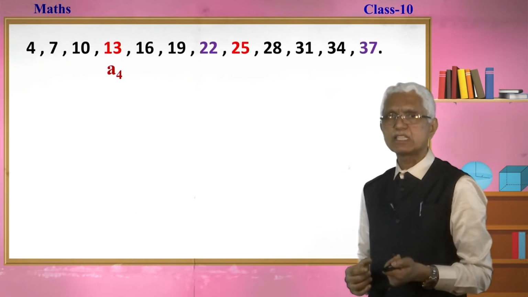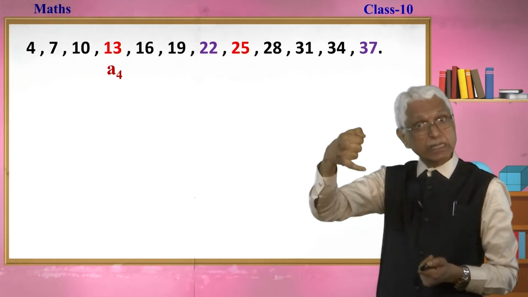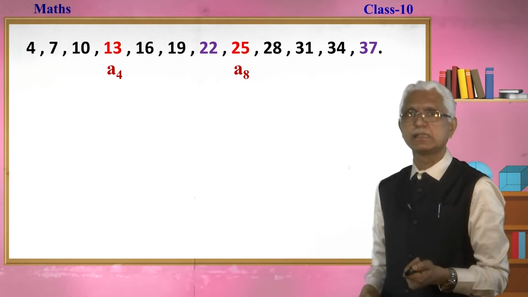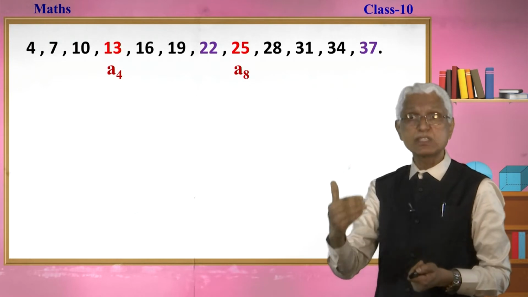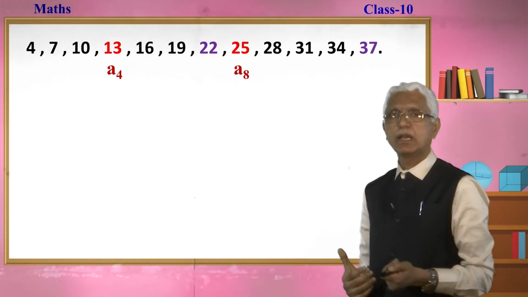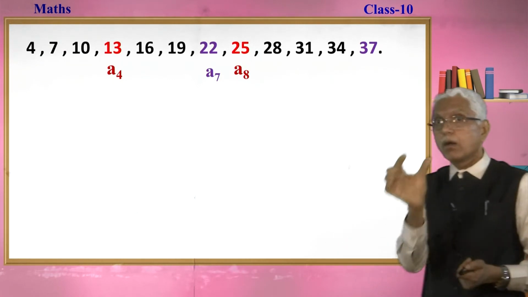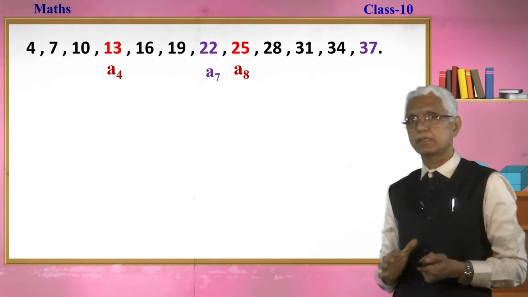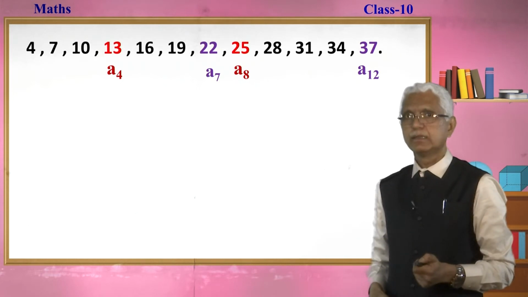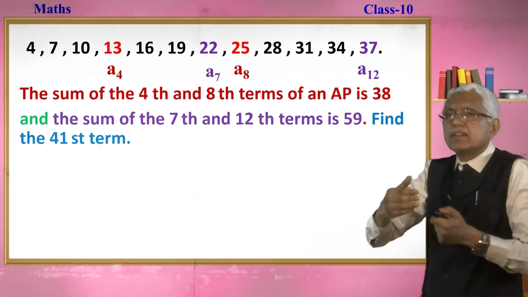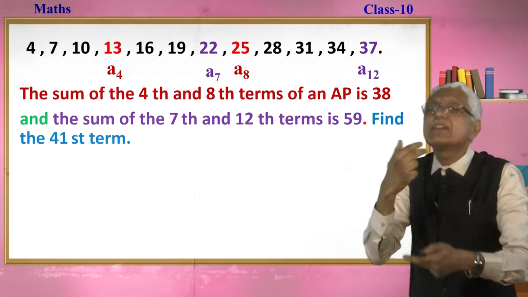One more problem, let us see what is it. They have already given you an AP. In the given AP, the fourth term is 13, A4 is equal to 13 and the eighth term is 25. Let us see what is the condition they are going to impose. And the seventh term is 22. Please look at the numbers, fourth term is 13, seventh term is 22, 12th term is 37. Now, by taking the actual AP, they are constructing the problem and they will ask us to solve the problem.